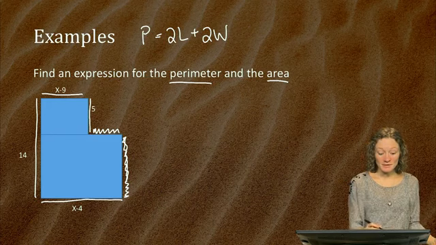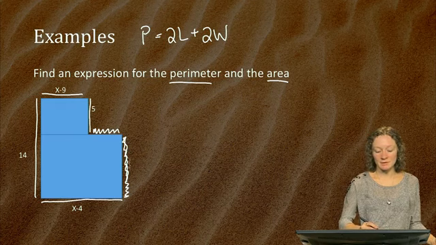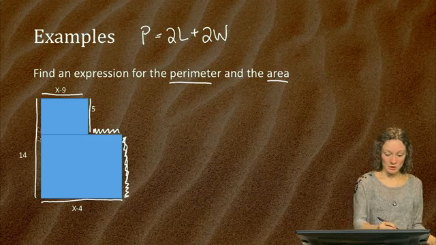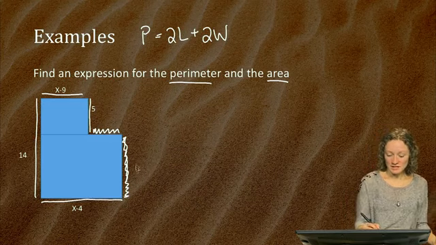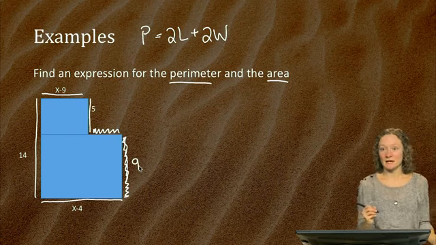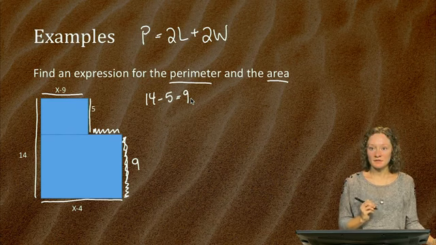But we do have some information. So if we know that this side is 14 on the left, and that part of that length is 5, then the remaining piece must be what's left over. The distance from top to bottom should still be 14. So if this whole piece is 14 and a little piece of it is 5, 14 minus 5 gives us the length of the bottom piece, which must be 9. 14 minus 5 equals 9. Good.